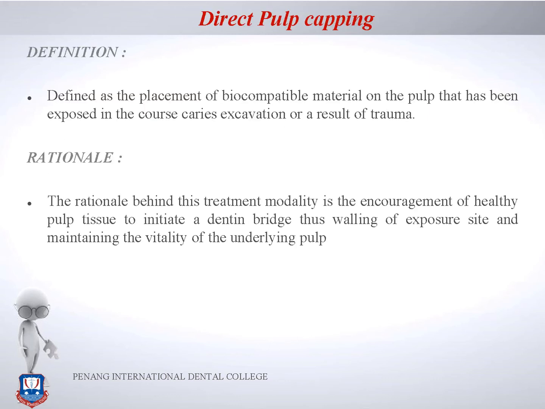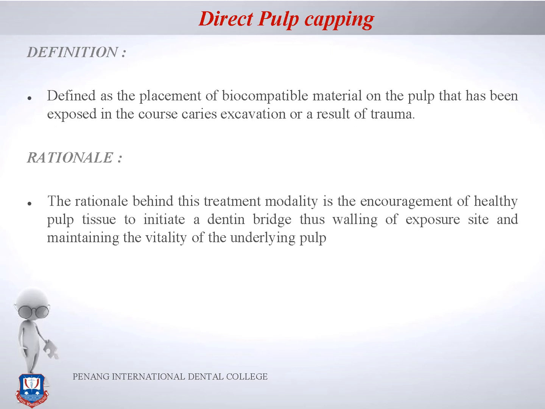Now we look at direct pulp capping. It is defined as the placement of a biocompatible material directly on the exposed pulp, which could have occurred because of caries excavation or as a result of trauma. But you understand this: the prognosis is better if the pulp is exposed due to trauma, and the prognosis becomes poorer if the pulpal exposure has happened after caries excavation. So we'll look at how to increase the prognosis when you're treating it.